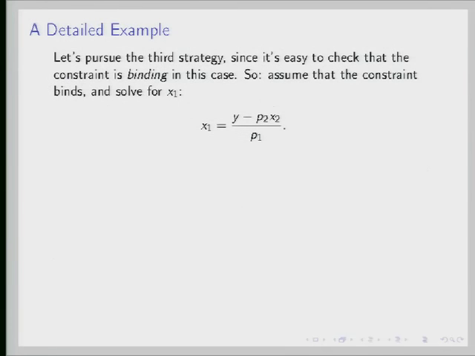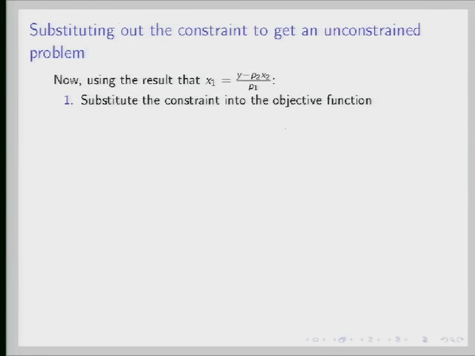Okay, so now I've got an expression for x1 that's just in terms of prices, income, and the good x2. And so I can use that. I'm going to do that by using this thing and substituting this. This is really just another way of writing the constraint. I'm going to substitute this into the objective function so that I wind up with this expression.